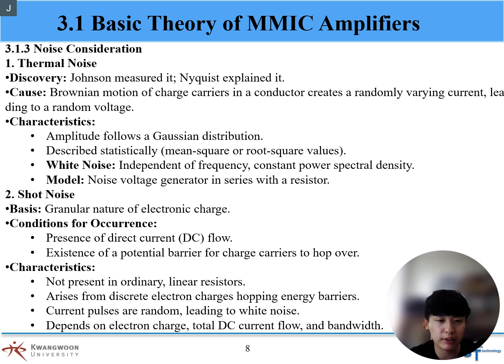The characteristics of this: it is not present in ordinary linear resistors, and arises from discrete electron charge hopping over energy barriers. Current pulses are random, leading to white noise. It depends on electron charge, total DC current flow, and bandwidth.